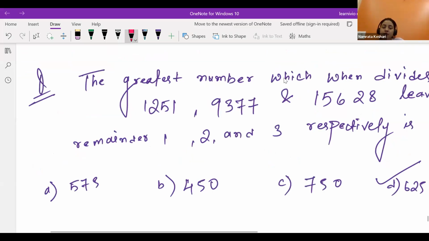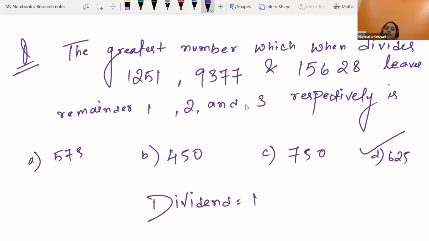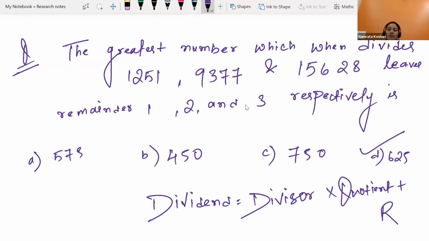Ma'am, can you explain this once again? Yes, sure. Here the concept is we have to find the greatest number which, when it divides this and this, leaves the remainders 1, 2, 3. Now if you can recall, there was a formula: dividend equals divisor into quotient plus remainder. Have you seen this formula?